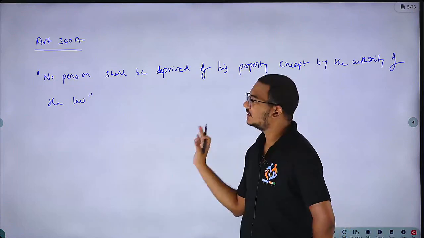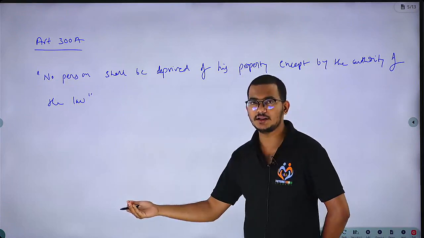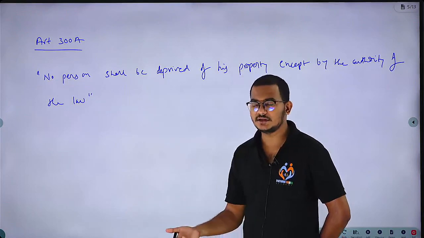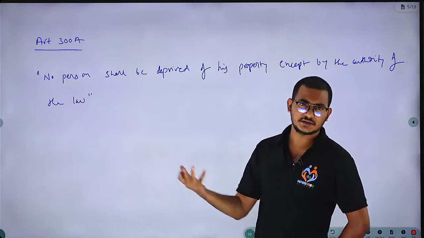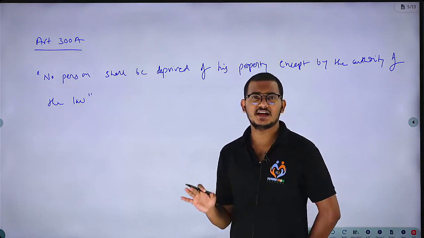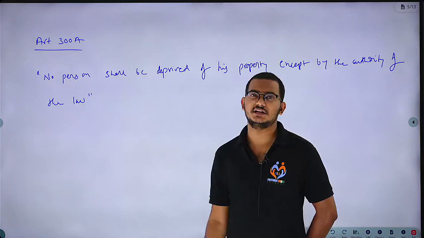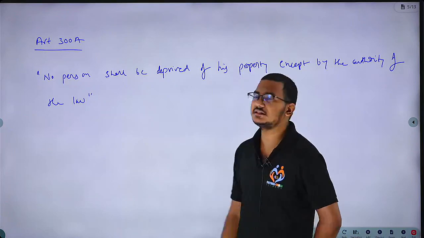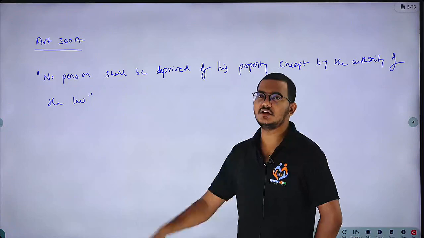compensation as well. So here in this case, if they are acquiring your property, they may provide you compensation. If they are providing you the compensation, that compensation may be 30%, 20%, or 10%. If the state doesn't have money, it won't provide you compensation as well. So this is article 300A. Okay, so this is all about right to property.